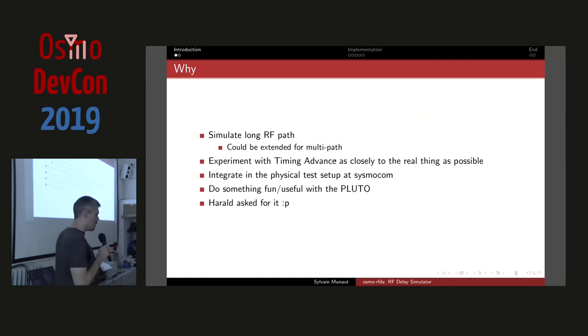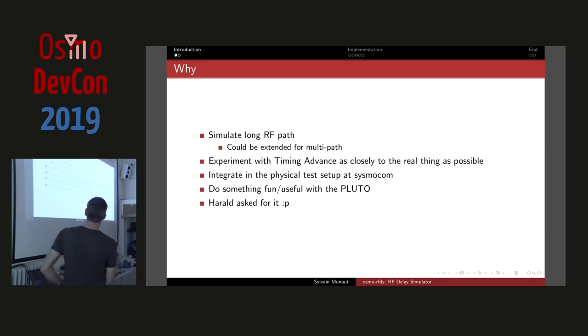The name says pretty much what it does, right? It simulates an RF delay, which means you have an RF port which takes an input signal and it transmits that same input signal on the output port some time later, hopefully a deterministic time later. At the moment, it's just a simple delay, but it could be extended to actually simulate multipath or things like that as the need arises for it.